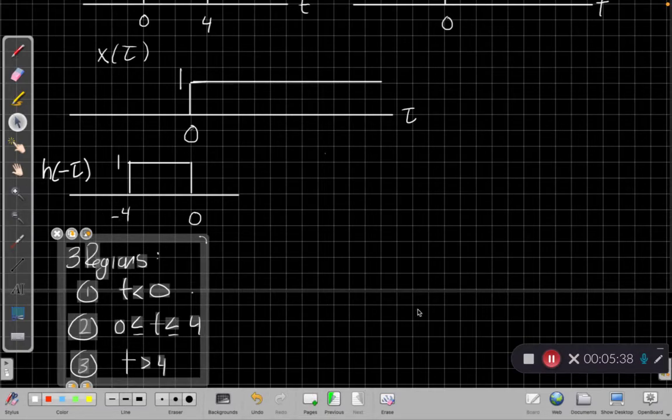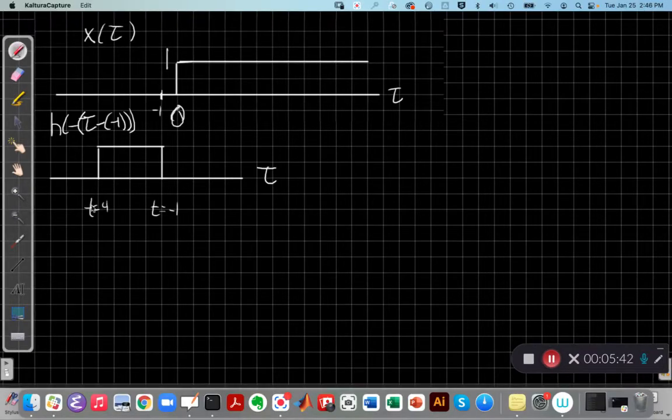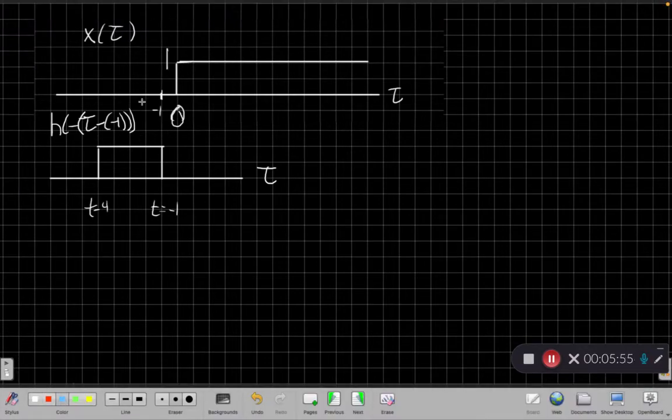Okay, so let me set up a new page for the t less than 0 case. All right, so for the first region here, I've shown this. Now I've got h of minus tau minus a minus 1. That is, I've shifted it 1 to the left so that what was the original origin here, let me show that clearly, lines up right under minus 1. Well, it lines up better than I drew it. But it lines up right under minus 1.